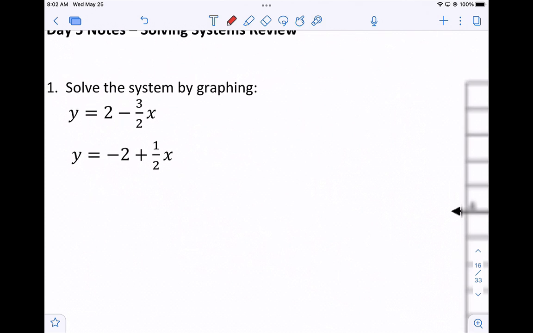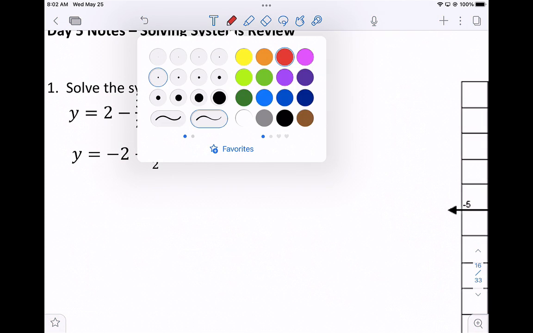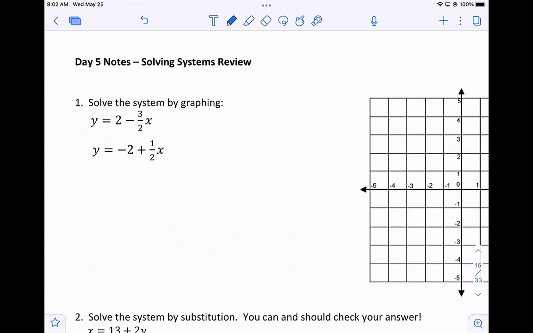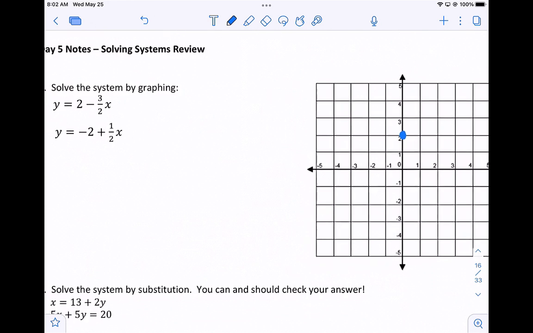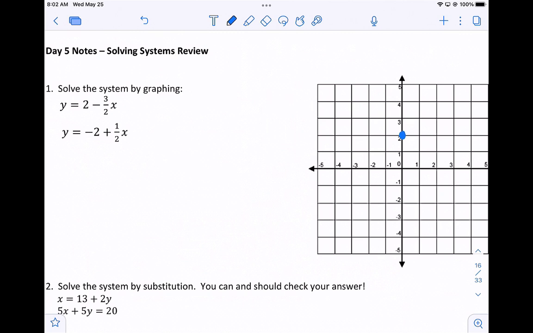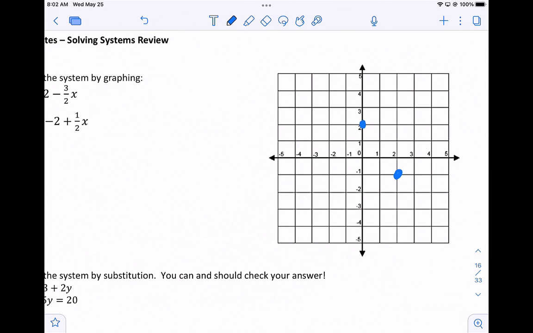y-intercept, which is the number by itself. In the first equation, it is 2, and our slope is -3/2. So we'll start at 2 on the y-axis. We'll go down 3 to the right 2, and that will give us our negative slope. If you want to go up, you'll have to go to the left, and then we'll connect those points and make a line. Okay, so there's the first equation.